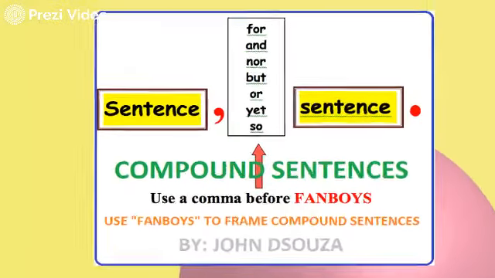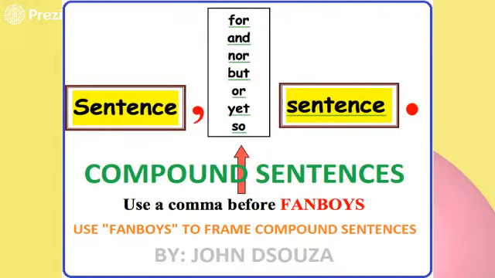If you remember, fanboys are: for, and, nor, but, or, yet, and so. Compound sentences use a comma to join them together. Let's think about an example. I like the Beatles, yet my favorite music is classical music. It's an example. Would you like coffee or tea? Those are examples of compound sentences. You are using fanboys.